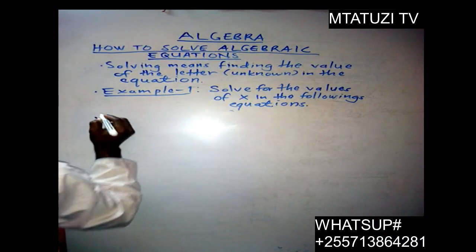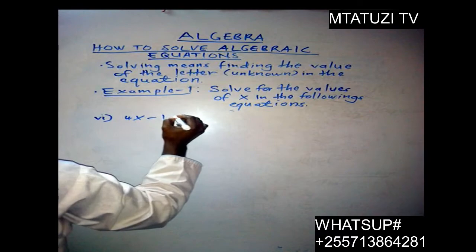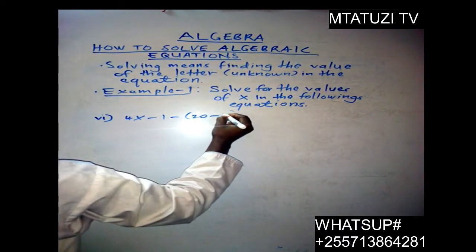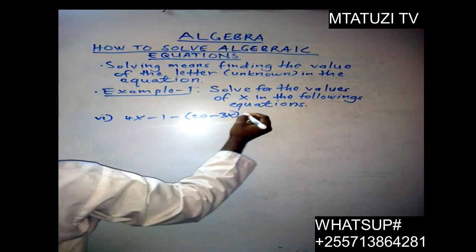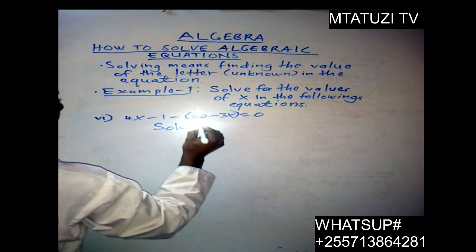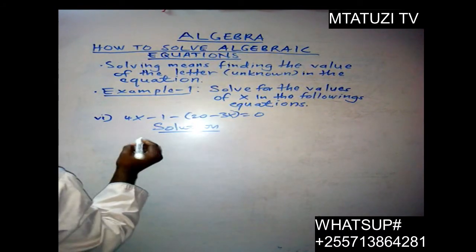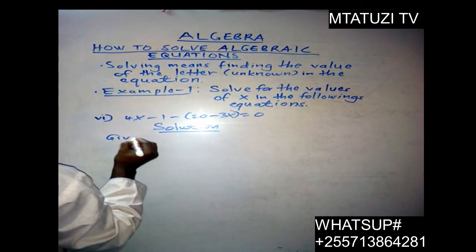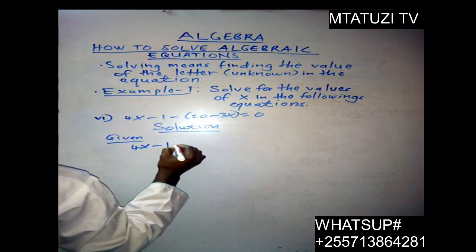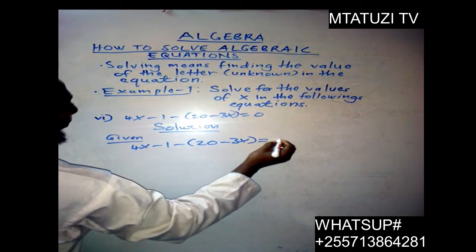Number 6. Here we are given 4x minus 1 minus in bracket 20 minus 3x is equal to 0. Solution. Now to do a question like this one, we are given 4x minus 1 minus in bracket 20 minus 3x is equal to 0.